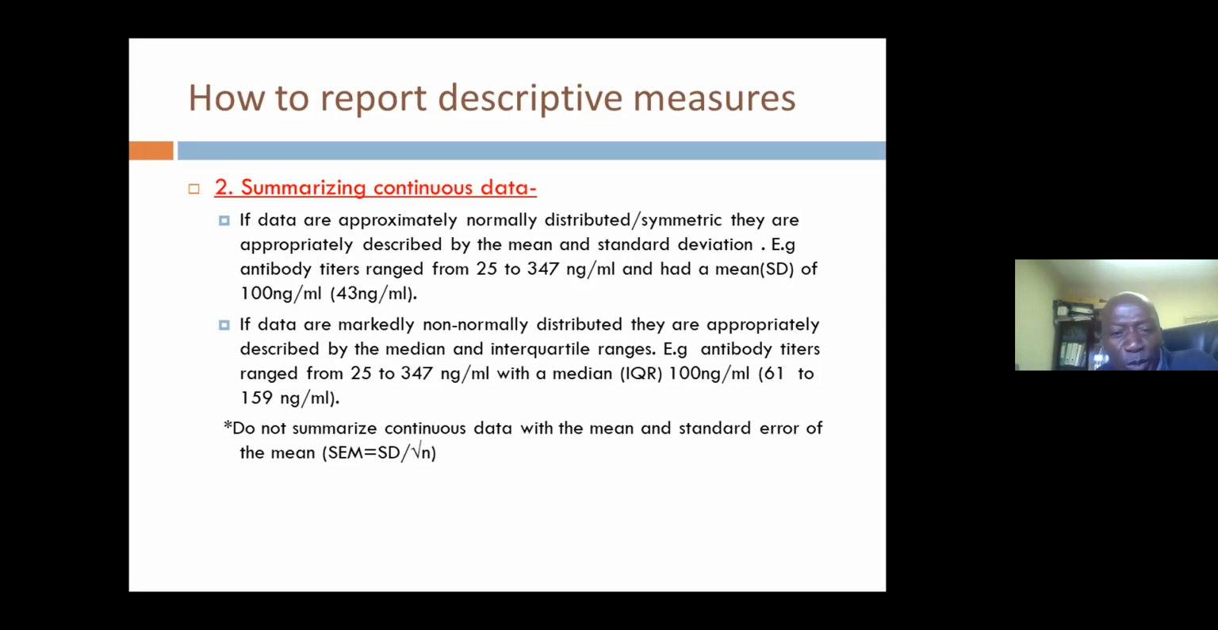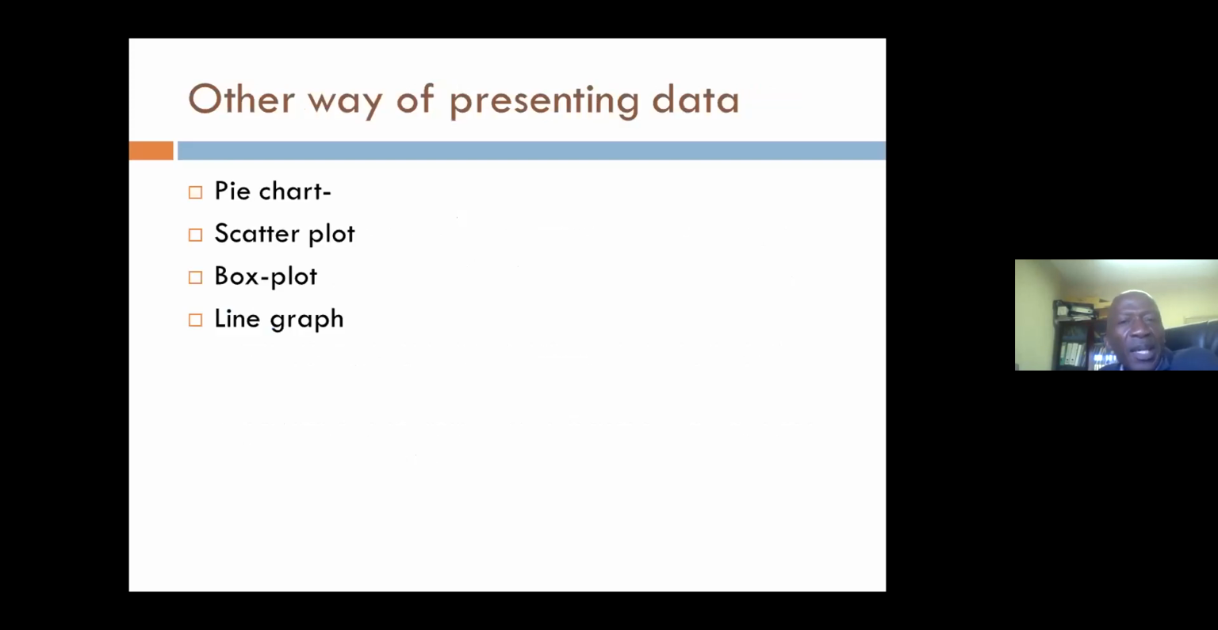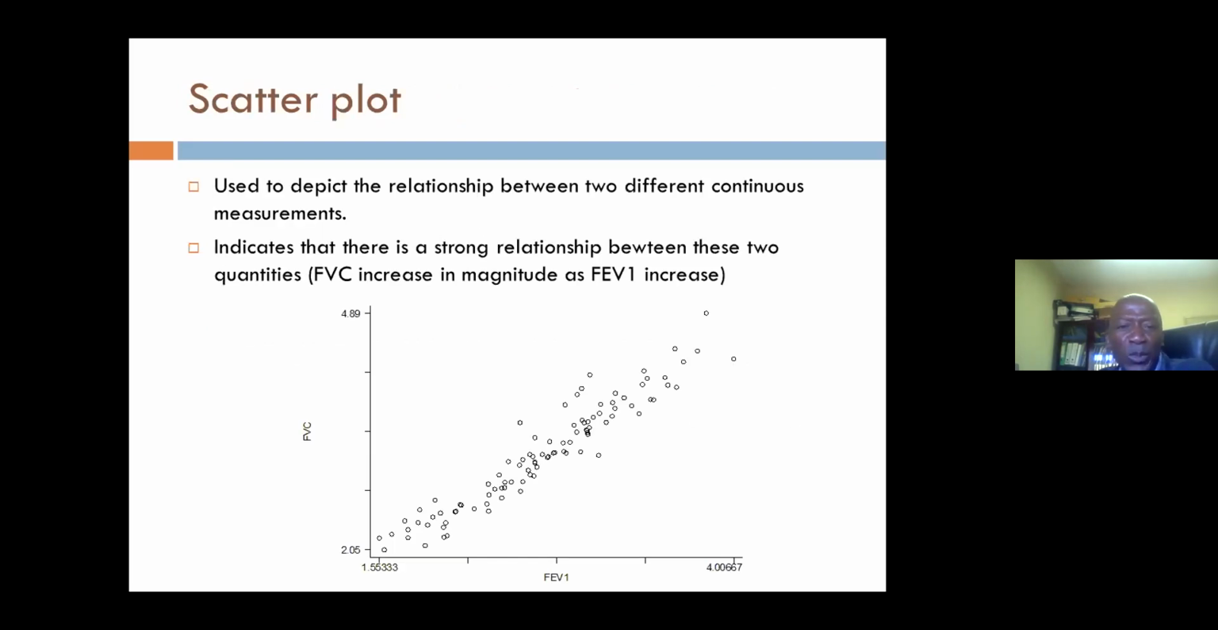Right, and I'm saying do not summarize continuous data with the mean and the standard error of the mean. We report the mean with the standard deviation. Other ways of presenting data are graphical presentations, with different types of graphs depending on the type of data you're handling: pie charts, scatter plots, box plots, line graphs. Again, all these depend on the data that you are handling.